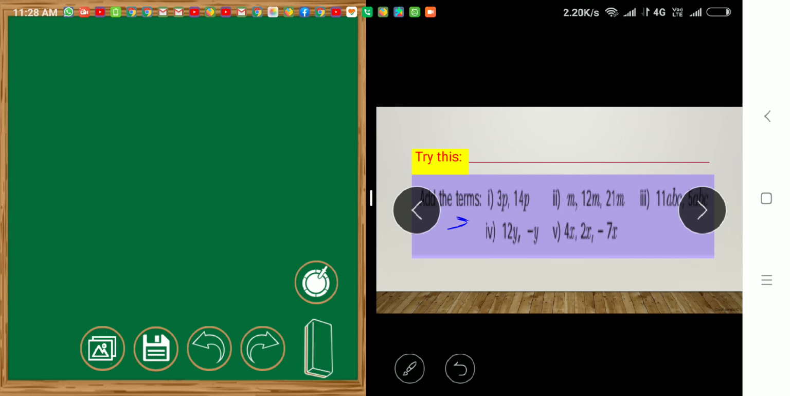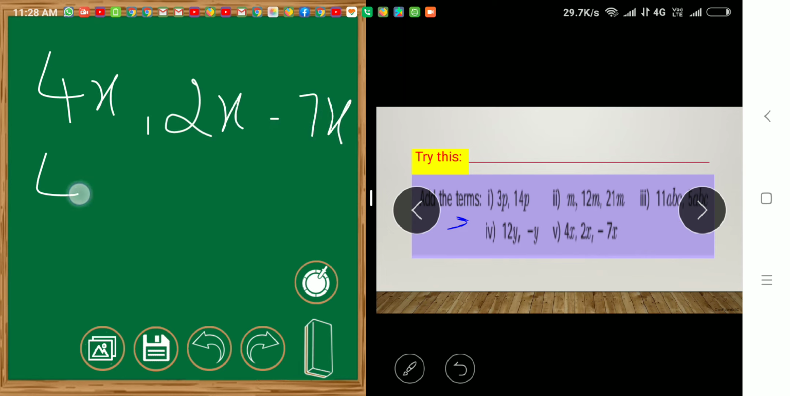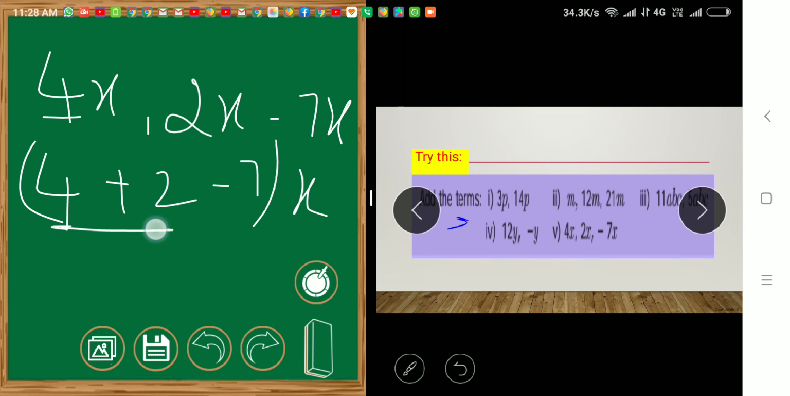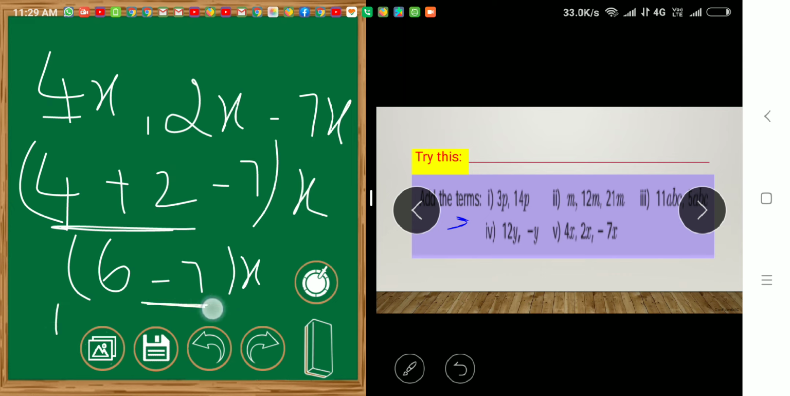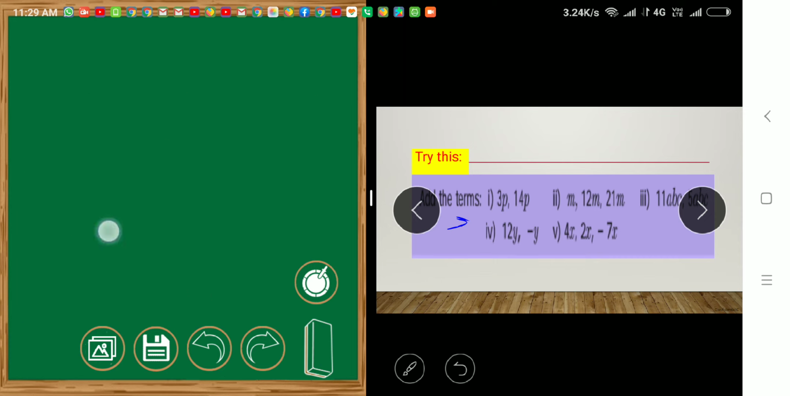Next question, 4x, 2x, minus 7x. So first write the coefficients, 4 plus 2 minus 7. The variable is x. Take it out. Add these numbers: 4 plus 2 is 6, minus 7. Write the coefficient. 6 minus 7 is 1, because of different signs. 7 is with the minus, so the answer is also minus, as the bigger number is 7. So minus 1x, or minus x also we can write. So this is how we can handle the sign.